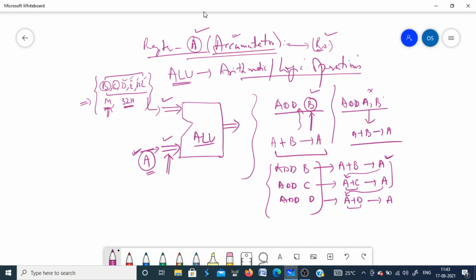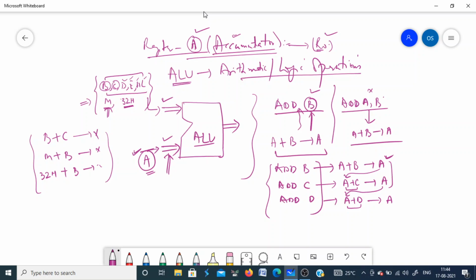So you cannot directly add the contents of B with C. You cannot directly add the contents of D with some memory location, or add a number with the contents of B. You cannot add the contents of some memory with a general purpose register B. This is not feasible. You cannot directly add an 8-bit number with the contents of B, C, D, any register. All these operations are invalid in 8085.